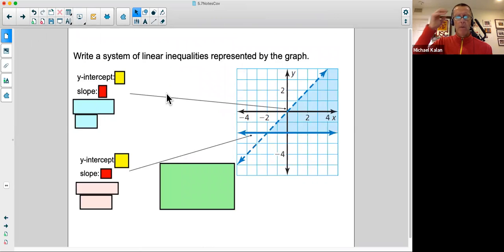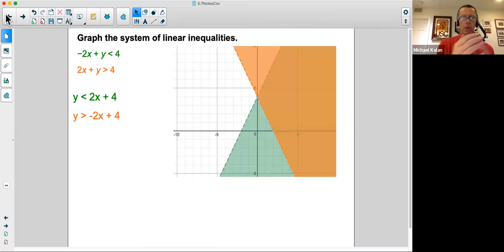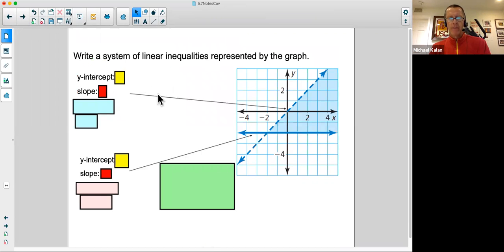Okay, so now I want you to write a system of linear inequalities represented by the graph. So we're going the other way. In all the problems we just did, we took an inequality, a system of inequalities, and graphed them. Now you're given the graph, but you have to write the system of linear inequalities. But you can do this.